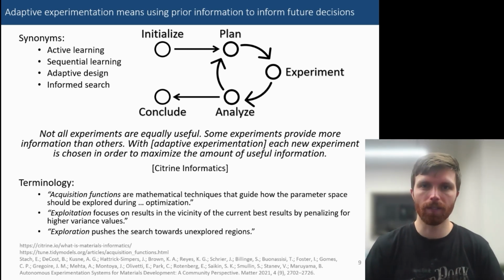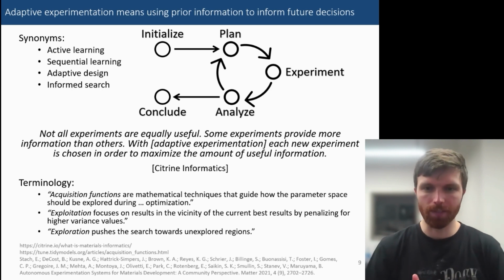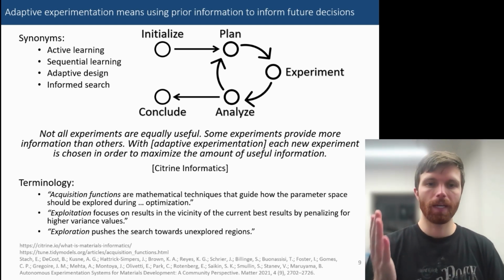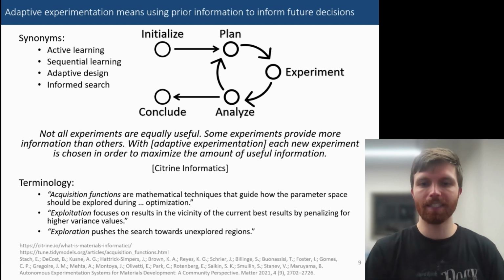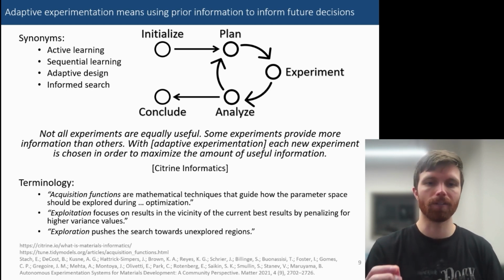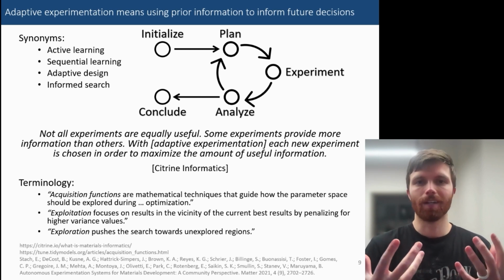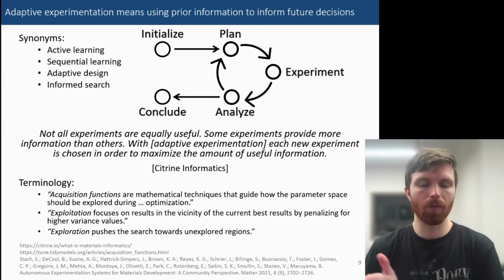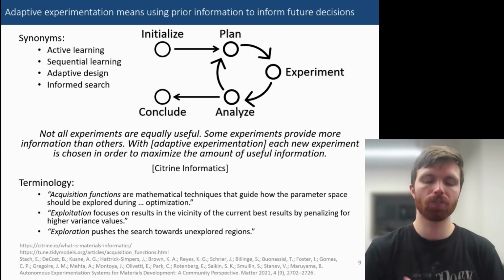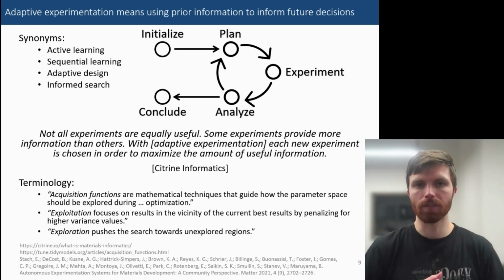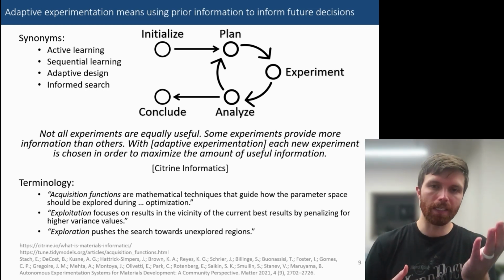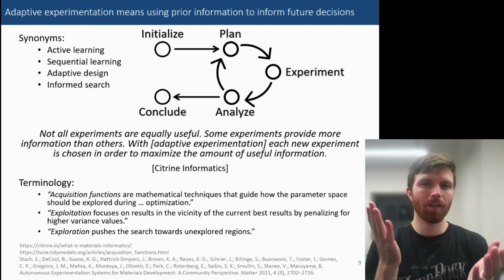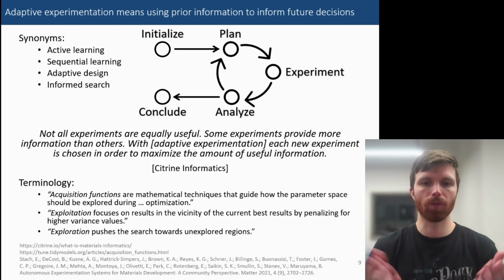And some terminology before we dig into some of the details here. Acquisition functions. These are mathematical techniques that guide how the parameter space should be explored during optimization. Exploitation focuses on results in the vicinity of the current best results by penalizing for higher variance values. You want to exploit the best performing things that are there, as opposed to exploration, where it pushes the search towards unexplored regions. So oftentimes acquisition functions will leverage this trade off between exploitation, what you think is really good with a high certainty, and exploration, the things that you don't really know about and so might be worth testing out.